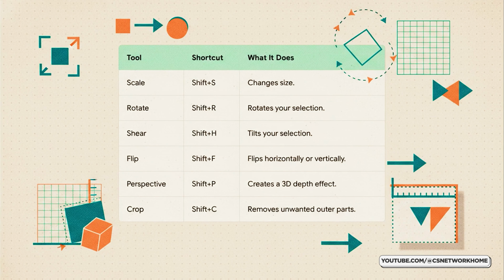So these are your heavy hitters. You'll be using scale and rotate all the time for basic adjustments. But you've also got tools like shear to tilt things, flip for a mirror image, and my personal favorite, the perspective tool, which can give things a really cool 3D depth effect. And, of course, crop, to trim away the unwanted edges of your whole image.